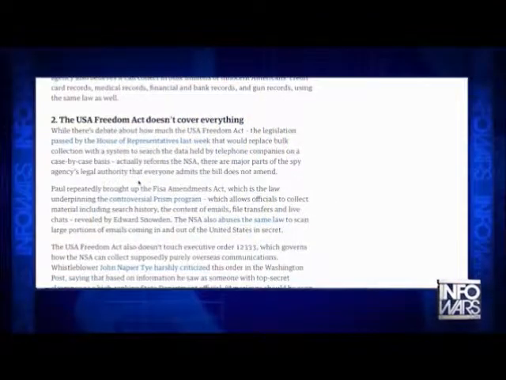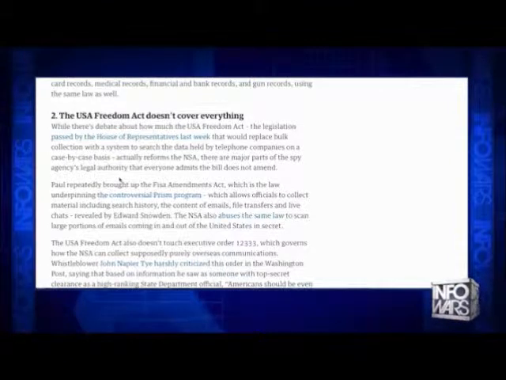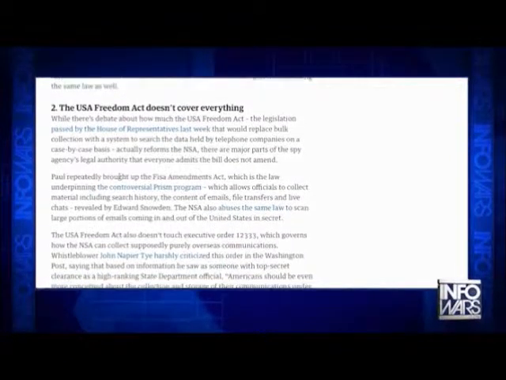And he also strongly suggested that the agency would be able to collect in bulk millions of innocent Americans' credit card records, medical records, financial and bank records, gun records, and they're going to use Section 215 to do all of that as well. Now, he also pointed out that the USA Freedom Act doesn't cover everything. The USA Freedom Act is legislation that was passed by the House just last week, and it would replace bulk collection with a system that would search the data held by telephone companies on a case-by-case basis.